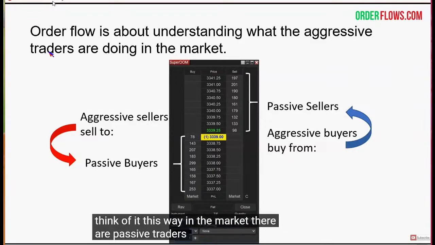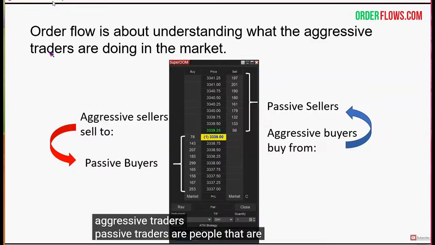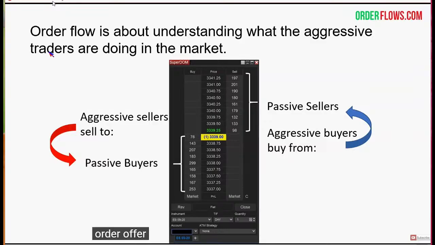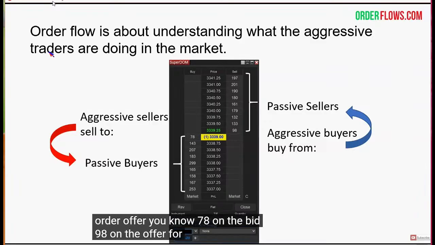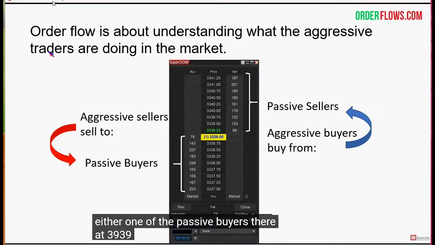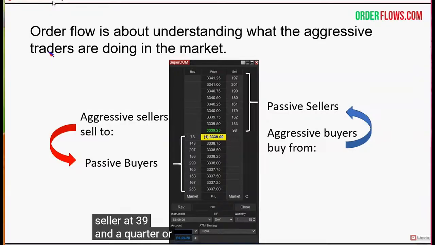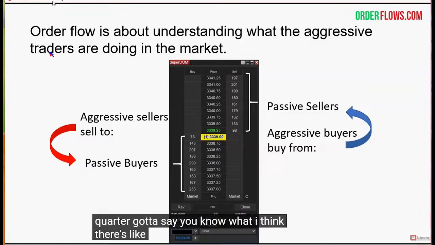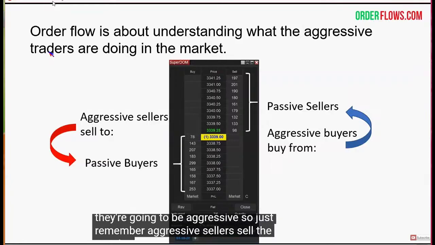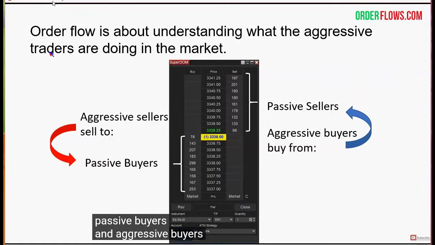In the market, there are passive traders and there are aggressive traders. Passive traders are people that are either trying to buy on the bid or sell on the offer. They're waiting for price to come to them. But for a trade to happen, someone has to get aggressive. Let's say the market is 39.00 bid and 39.25 offer, 78 on the bid, 98 on the offer. For a trade to happen, either one of the passive buyers at 39.00 has to be aggressive and buy from a seller at 39.25, or someone trying to sell at 39.25 has to say, you know what, I think this market's going to go lower, I don't want to miss it. They have to lower their offer to 39.00. They're going to be aggressive. So just remember, aggressive sellers sell to passive buyers, and aggressive buyers buy from passive sellers.